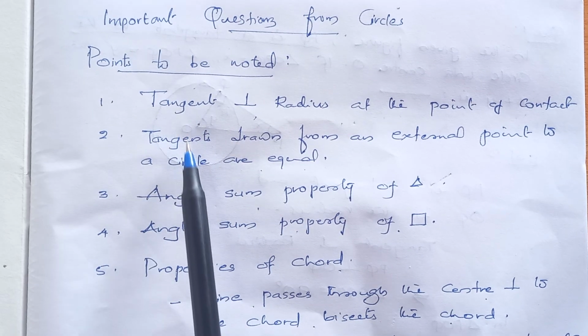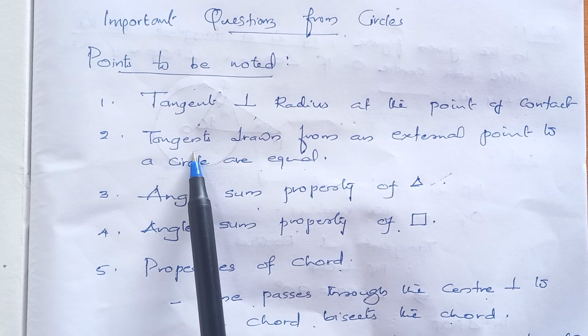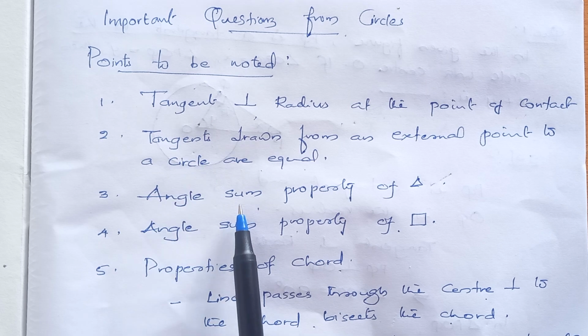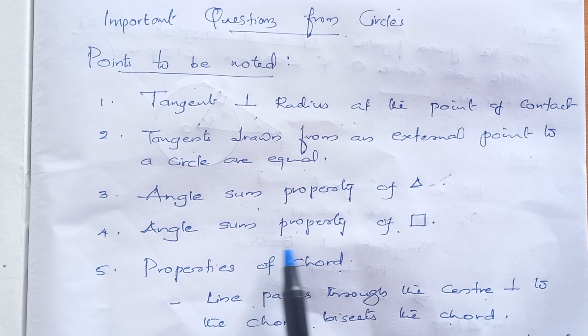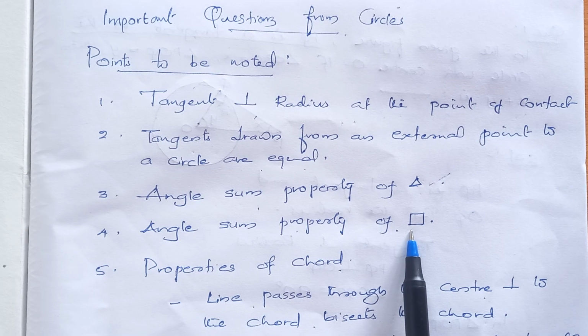These are the two properties you learned in class 10, and the other basic knowledge required are the angle sum property of a triangle, which is the sum of the angles of a triangle is 180 degrees, and the angle sum property of a quadrilateral, which is the sum of the angles of a quadrilateral is 360 degrees.